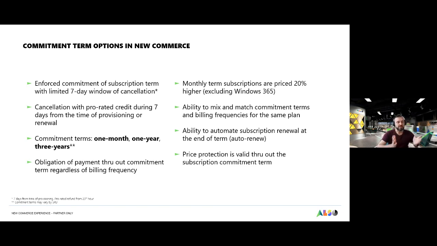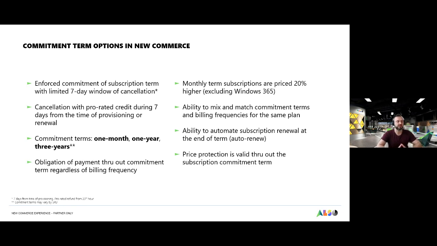All right, the commitment terms now. There are 3 commitment terms. It's a 1 month commitment term, a 1 year commitment term, and a 3-year commitment term. 3-year commitment term is available for certain Dynamics SKUs, and this will become available for certain Microsoft 365 SKUs. I will show on the next slide when we could expect that. But the commitment term means that after the 7-day cancellation window, the customer will be locked with the partner until the end of this commitment term.